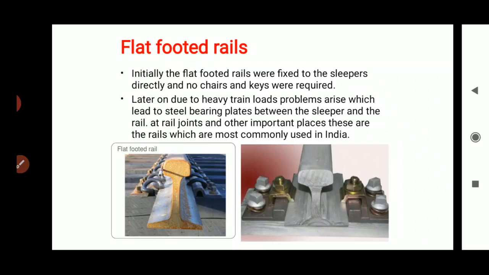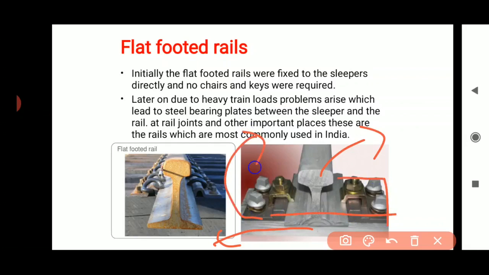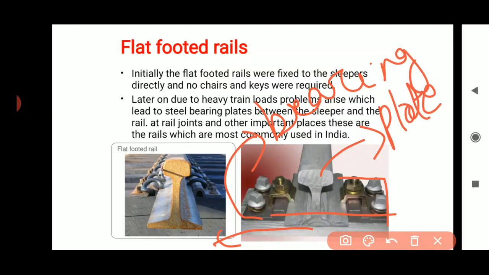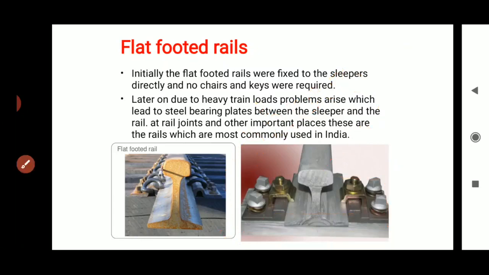Here you can see this is the rail, and this rail is joined with the sleeper by the bearing plate. Okay, this is the bearing plate. So now we are using the flat footed rails.